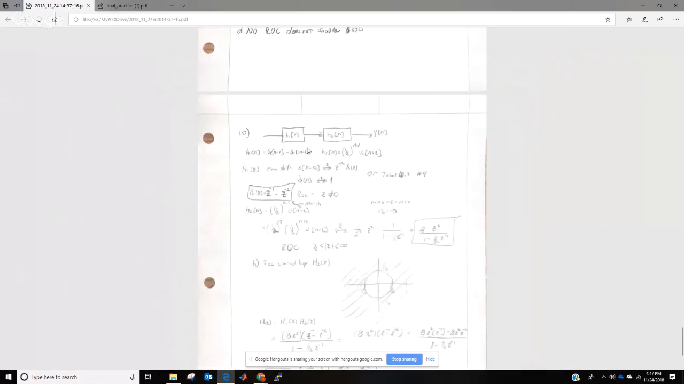This one's pretty straightforward. So we have this signal, delta of n minus 1 minus delta of n minus 2, and the signal h2, which is (1/2) to the n minus 1 times u of n plus 2. So for H1, it's a time shift.